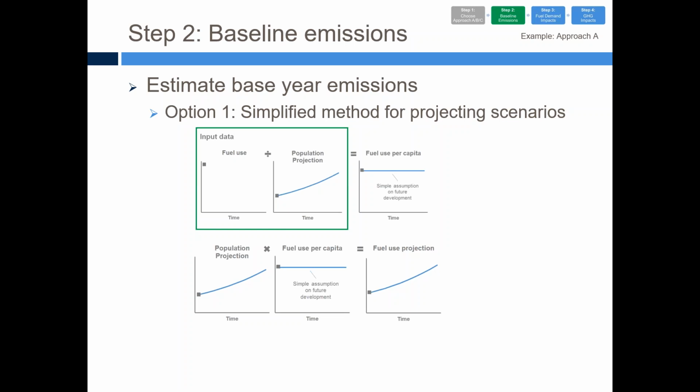The next step is to project those base year emissions to the future to create your baseline. For that, you use a population projection. So basically, you take for the year 2018, which is your base year, the fuel consumption and the population number, and you divide them, which gives you a fuel consumption per capita, which you keep constant. Based on this constant fuel use per capita and the projection of the population, you can multiply these two curves for every year, and you will end up with a projection of the fuel use.